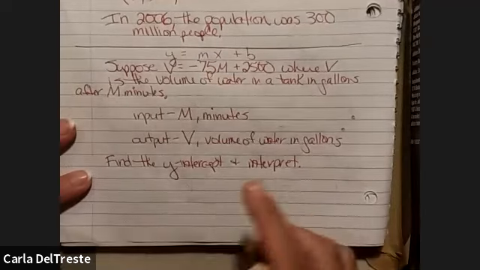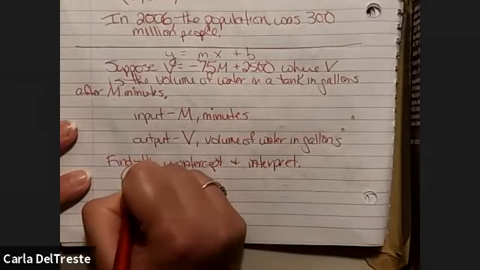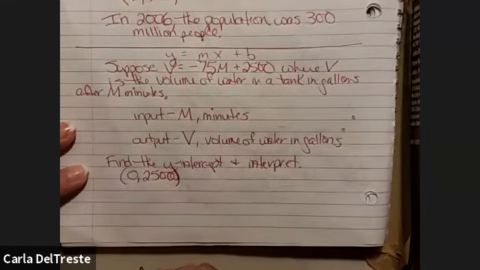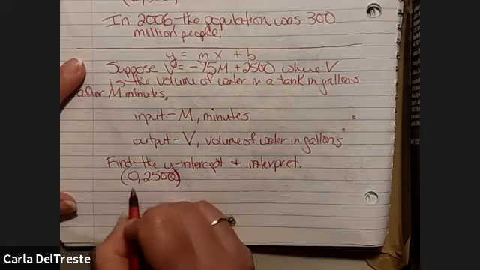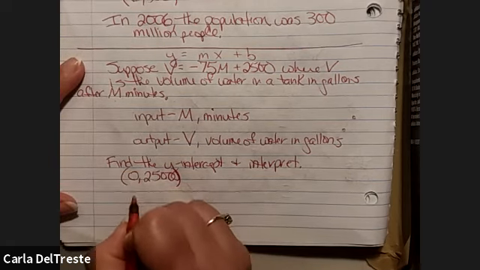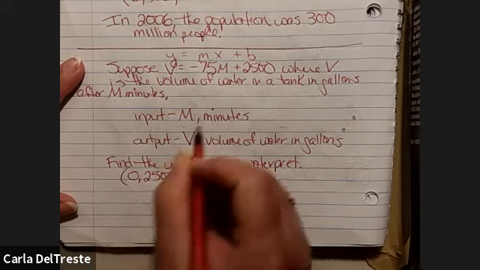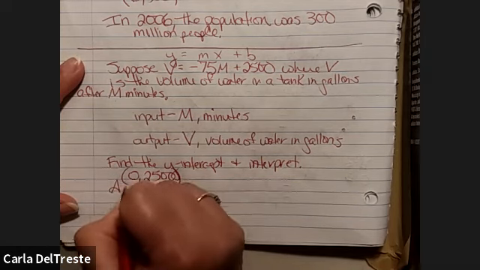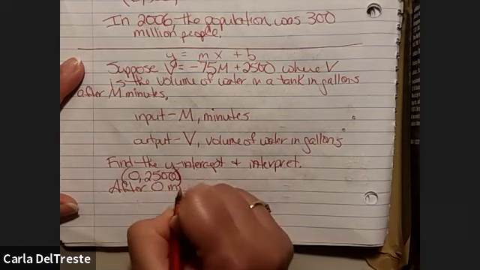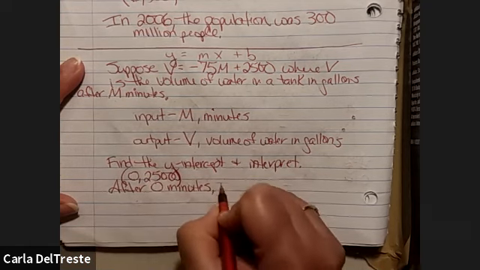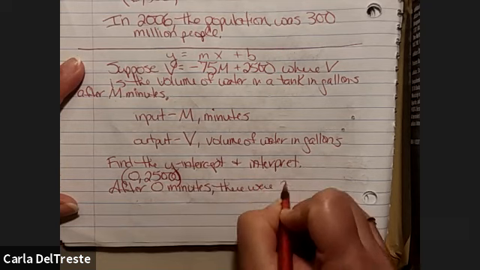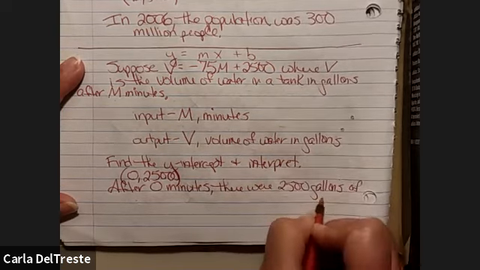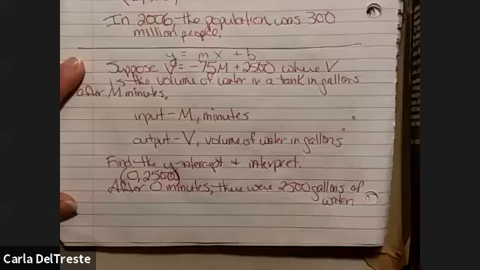Finding it shouldn't be an issue. It's supposed to be (0, 2500), because it's always that b value with 0 as an input. Now, it's 0 what and 2500 what. That's why we write this first. After 0 minutes, so after 0 minutes, there were 2500 gallons of water in the tank.